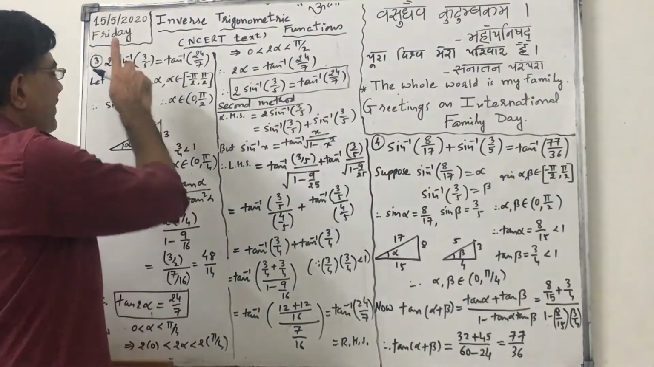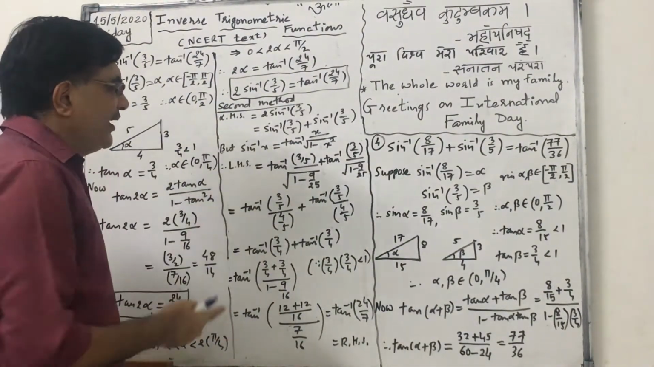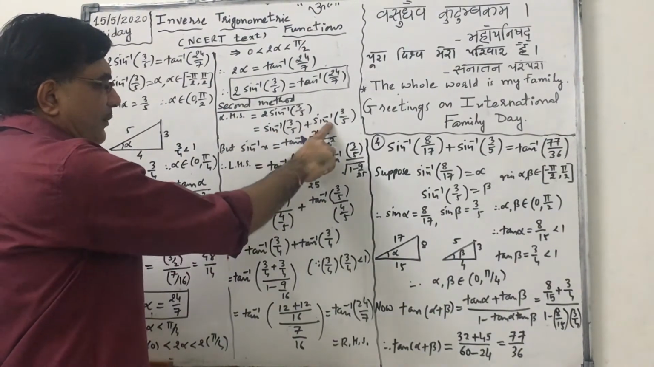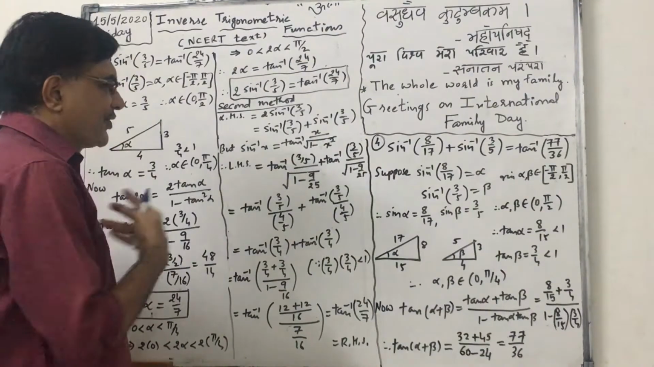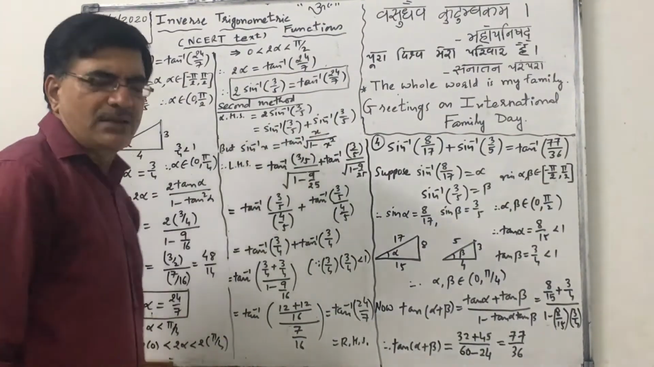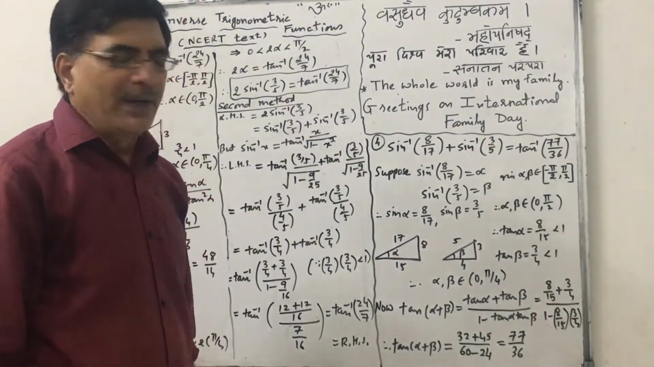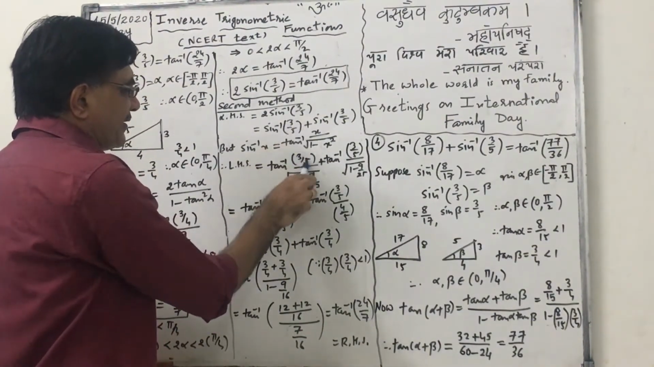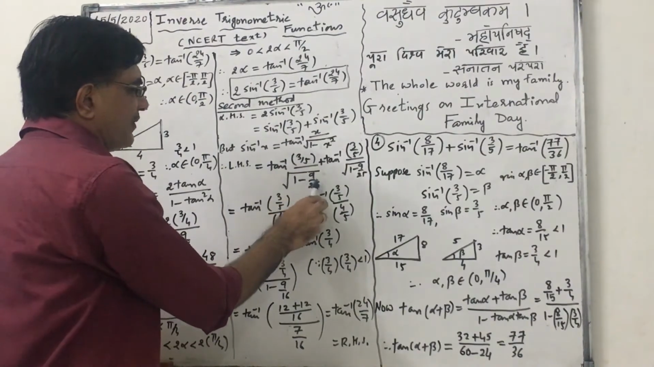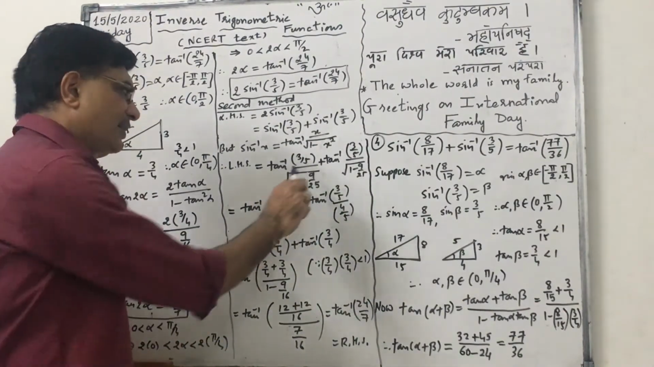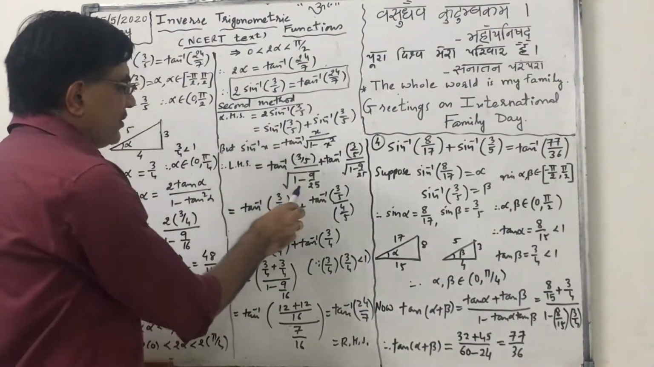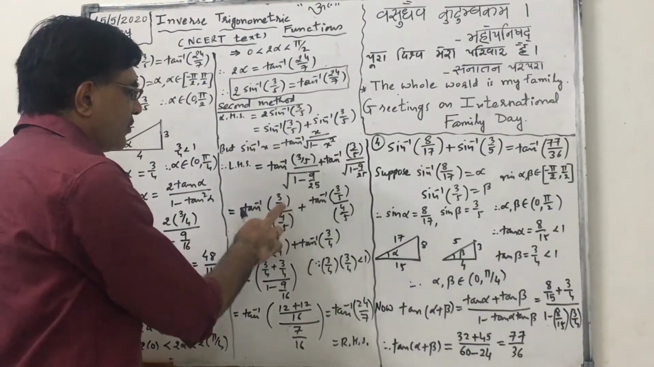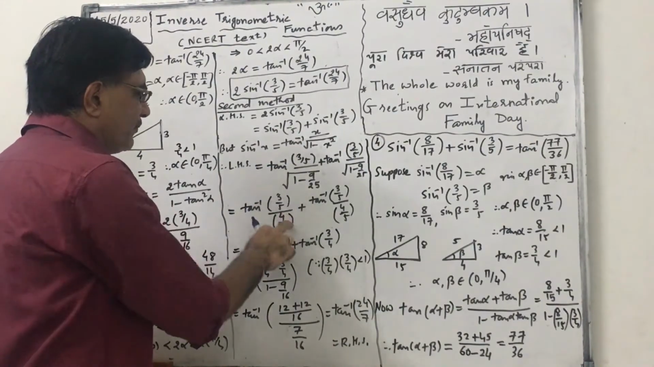Let us prove the same with another method. Left hand side is 2 sin inverse of 3 by 5, which can be written as sin inverse of 3 by 5 plus sin inverse of 3 by 5. We have the relation sin inverse x equals tan inverse of x upon square root of 1 minus x square. Putting the values, left hand side equals tan inverse of x, that is 3 by 5, upon square root of 1 minus x square, that is 1 minus 9 by 25. So this will become 25 minus 9, that is 16, square root of it is 4. So tan inverse of 3 by 5 upon 4 by 5.